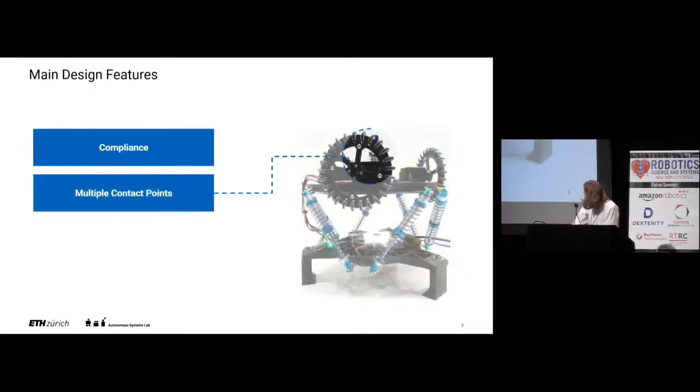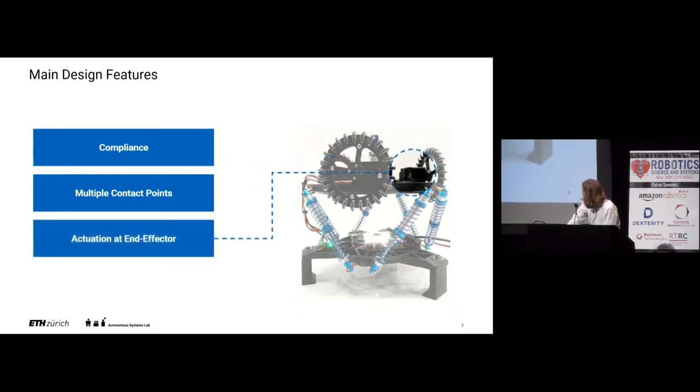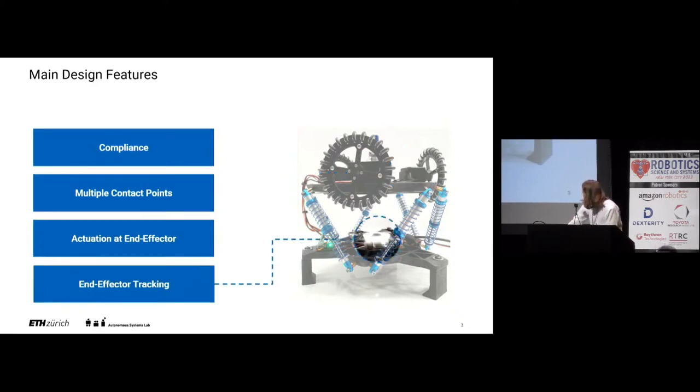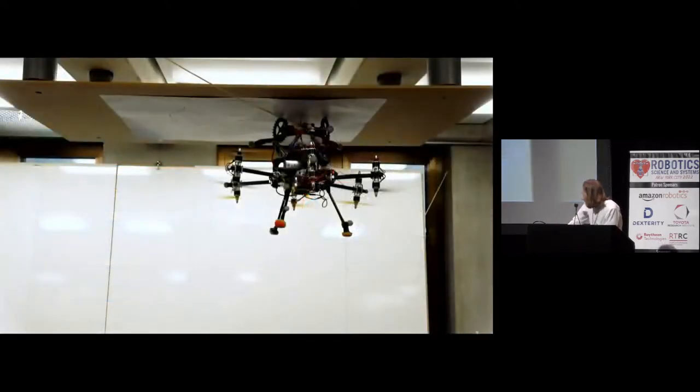So we then also added 3 Swedish wheels to the top so that we have multiple contact points. Each of those wheels is actuated by a servo motor, making this whole upper part basically an omnidirectional ground robot that you can compress against the ceiling. And then we also added an upward-facing camera looking at a checkerboard pattern so that we know where this upper part is relative to the lower part.